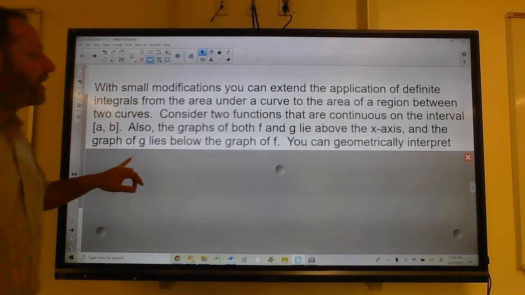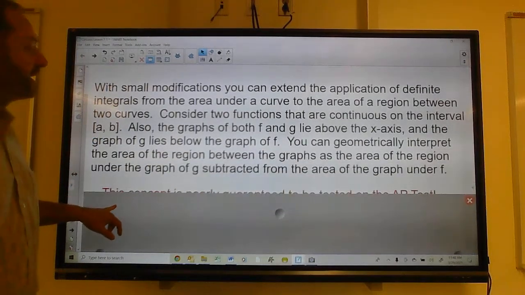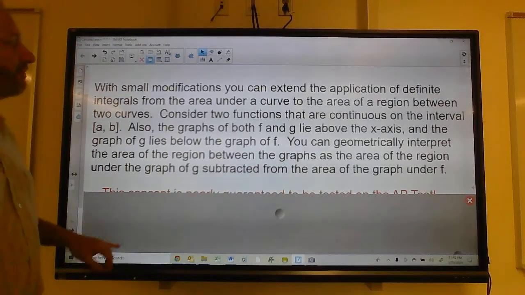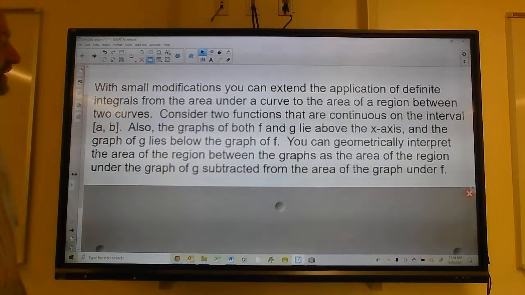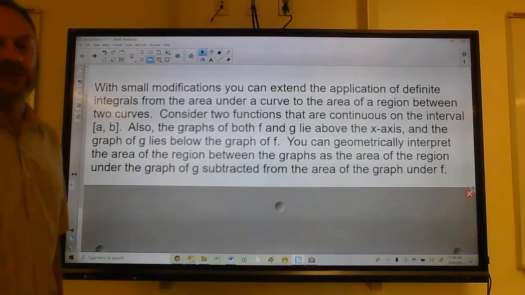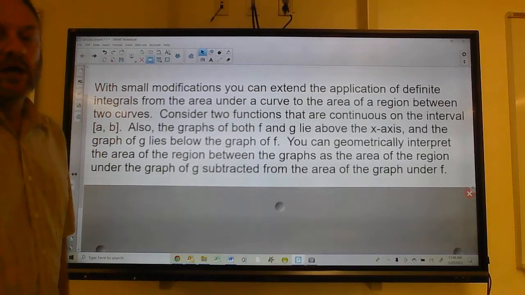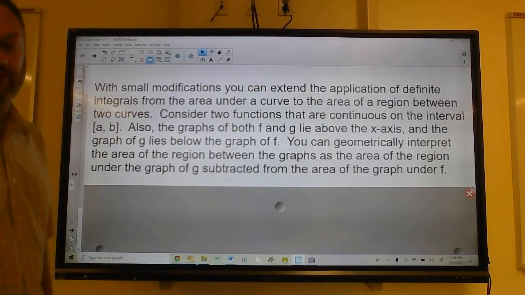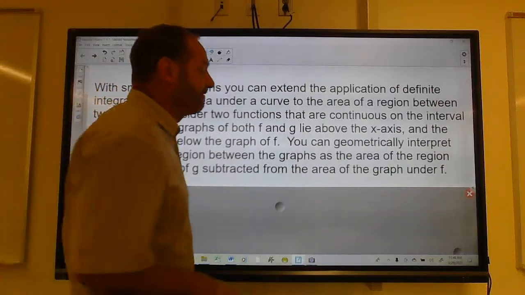With small modifications, you can extend the application of definite integrals from the area under a curve to the area of a region between two curves. Let's say we have two functions that are continuous on the interval [a, b], and the graphs of both f and g lie above the x-axis. Then the graph of g lies below the graph of f. You can geometrically interpret the area of the region between the graphs as the area of the region under the graph of g subtracted from the area of the region under the graph of f.